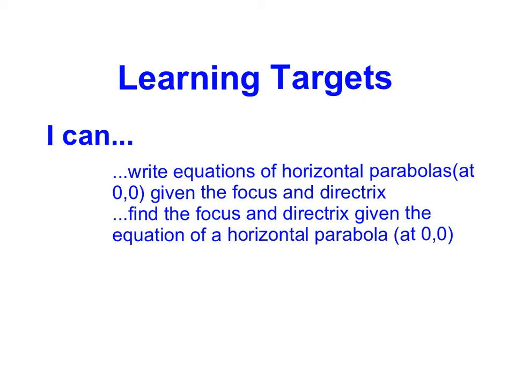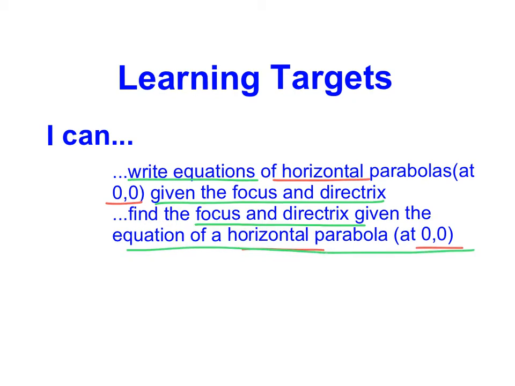So in this video, we're going to focus on parabolas that are horizontal and are centered at 0, 0. Essentially, we're going to write equations for these horizontal parabolas centered at 0, 0 when given the focus and directrix. And then we're going to look at this in reverse, and we're going to find the focus and directrix when given the equation of a horizontal parabola centered at 0, 0.